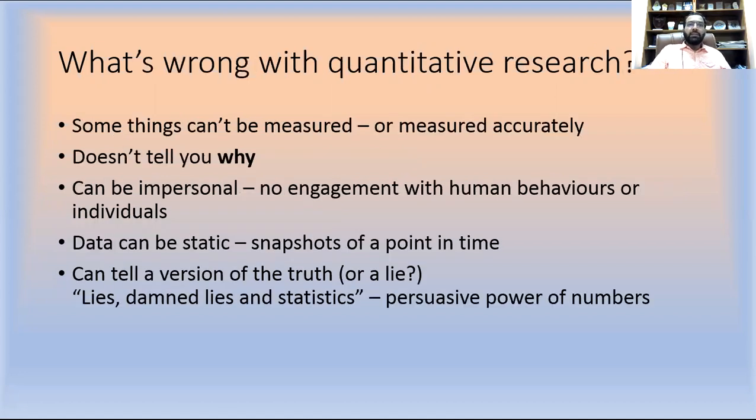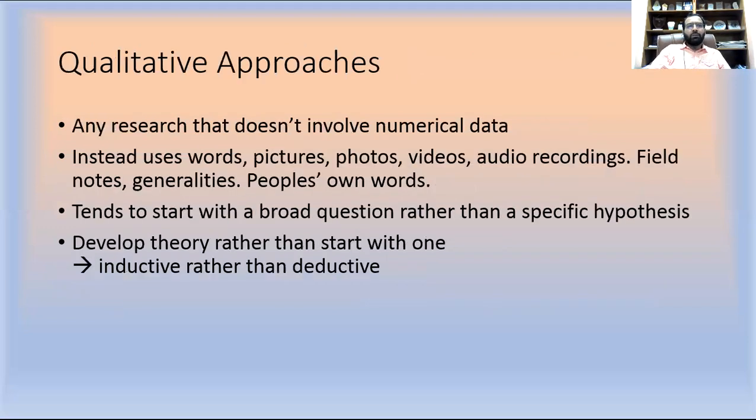Some things can't be measured or measured accurately. It doesn't tell you why. It can be impersonal, with no engagement with human behaviors or individual data. It can be static, or you might have some snapshots at a given point in time. It can tell a version of the truth or a lie. Lies, damned lies and statistics. Persuasive power of numbers. So from numbers you can do anything. You can persuade anybody. Although you have some snapshots of the data with yourself, you cannot exactly measure everything, and you have to come out with your own findings in the quantitative approach.